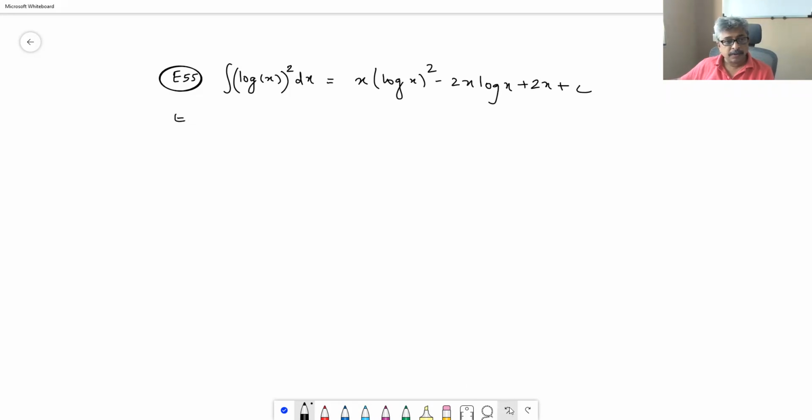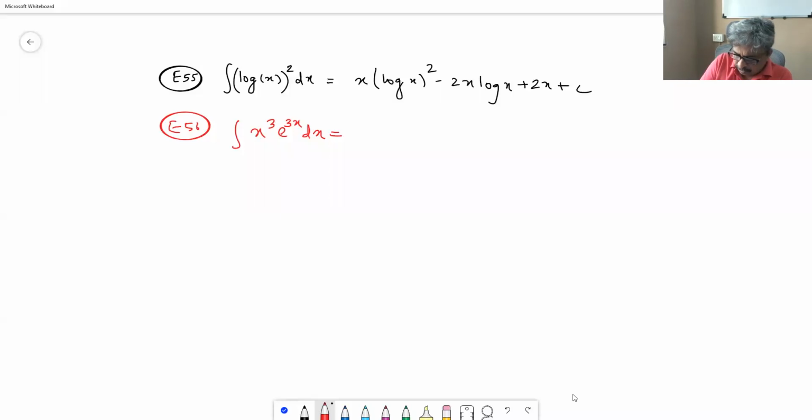E56. Integral x cube e raised to 3x dx. Get me the answer quickly. We will solve several problems and learn many techniques through problem solving.